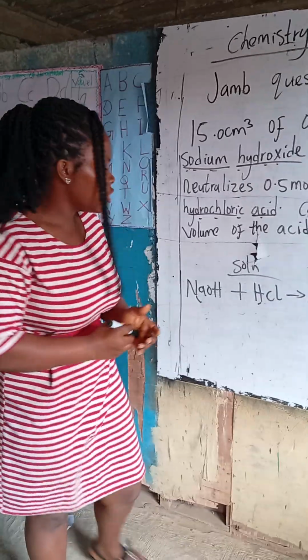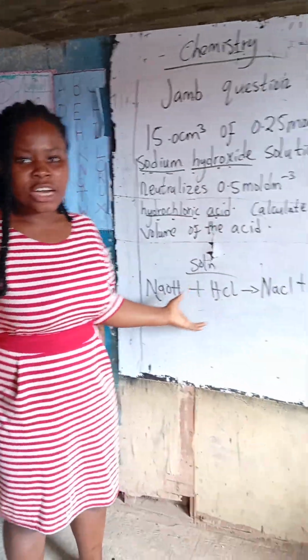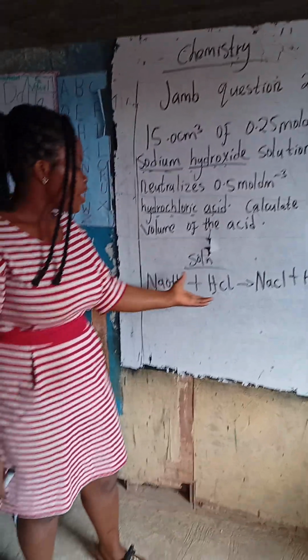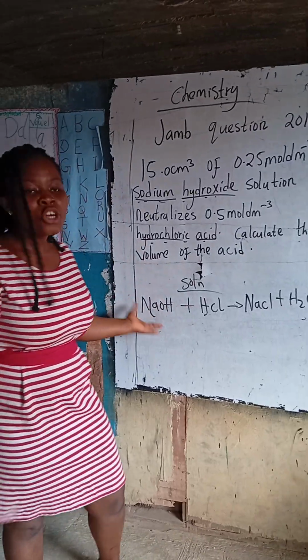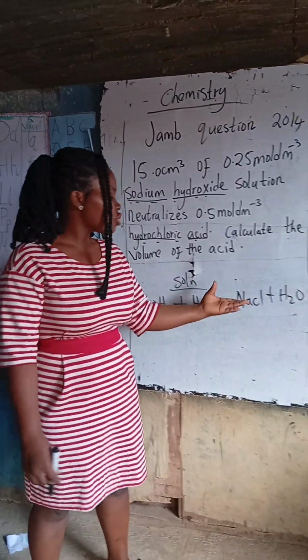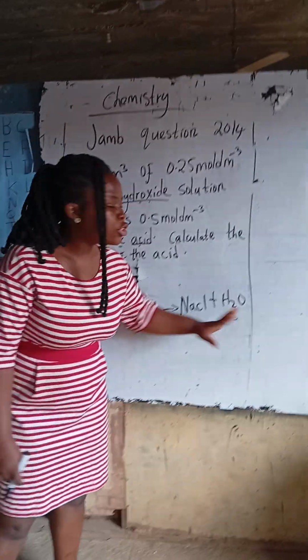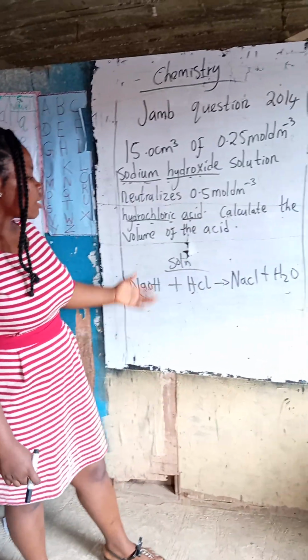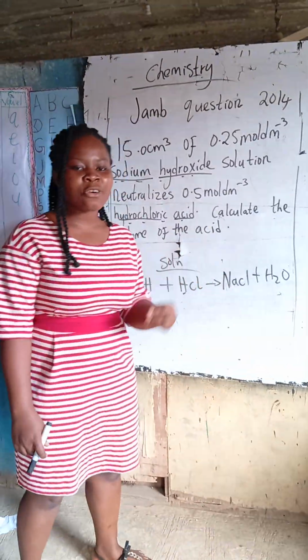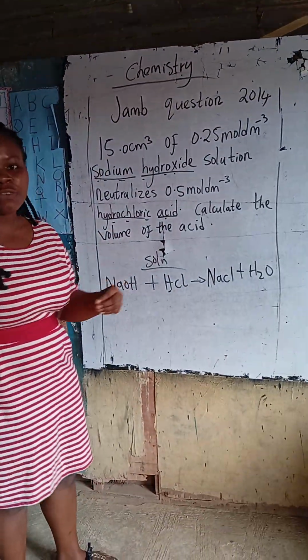Now, this type of reaction is called a neutralization reaction, whereby an acid reacts with a base to form salt and water. The sodium chloride is our salt, while the H2O is our water. Now we are done with the first step. Let's move on to the second step, which is to use the formula.